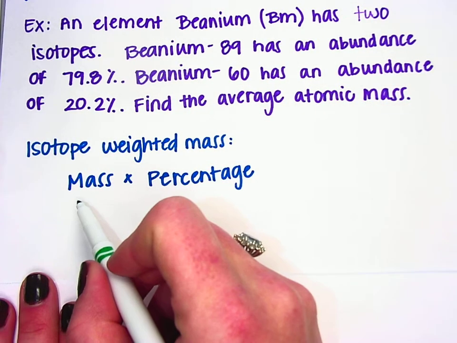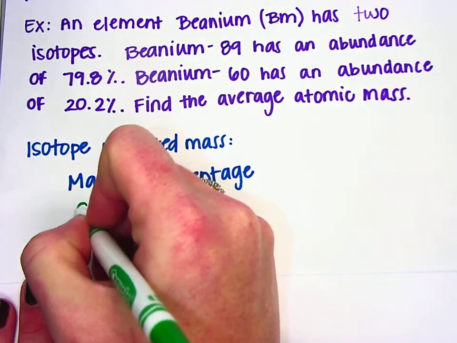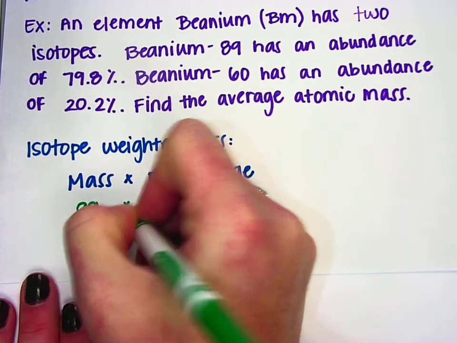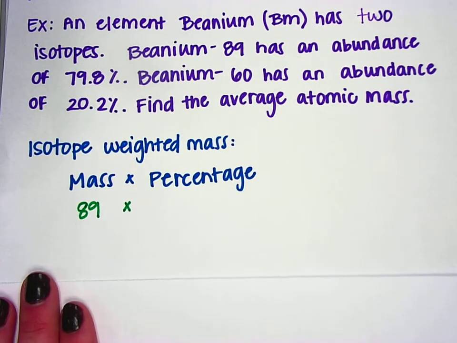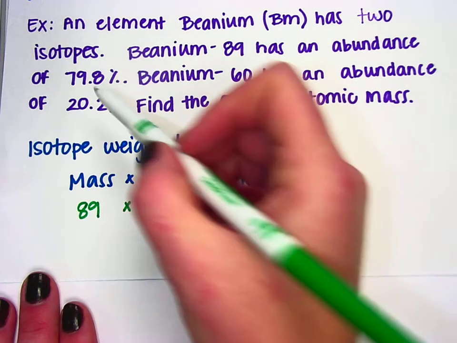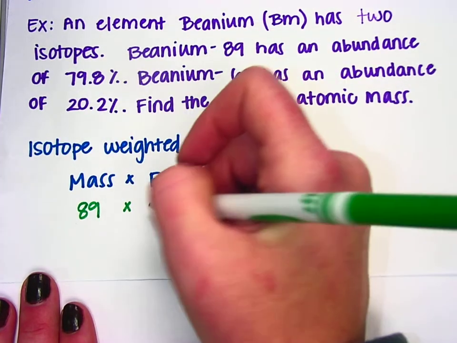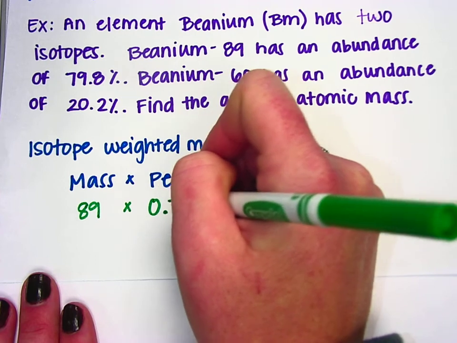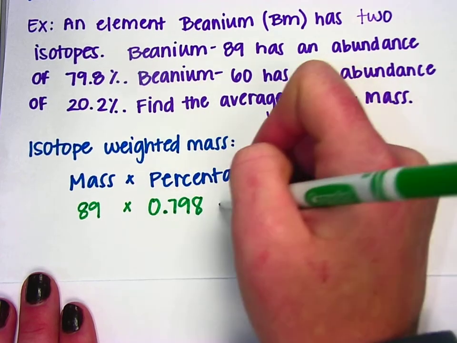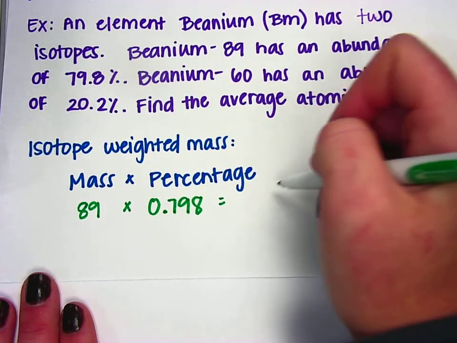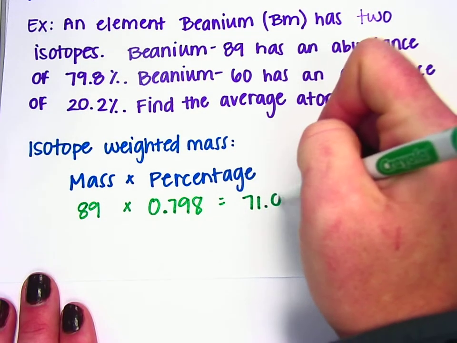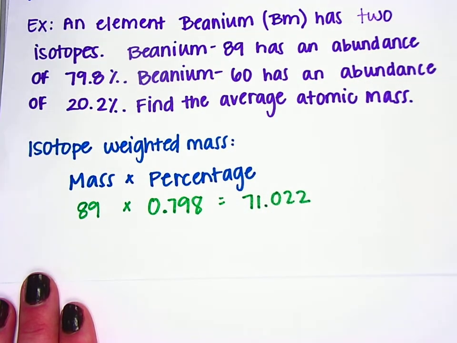So the first thing I'm going to do is take the mass. The first one was 89. And I'm going to multiply by the percentage. Remember that when you're multiplying by a percentage, you have to move the decimal over 2 places. So the decimal is here next to the 9. I'll move it over 2, and that will give me 0.798 for what I'm multiplying by. So 71.022 is what you get in your calculator.